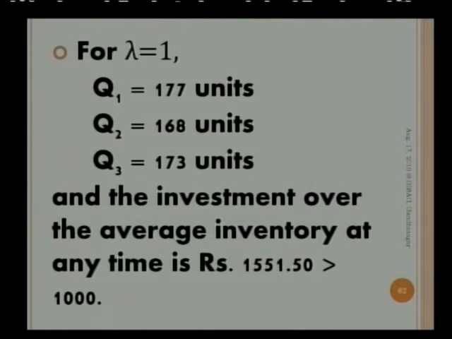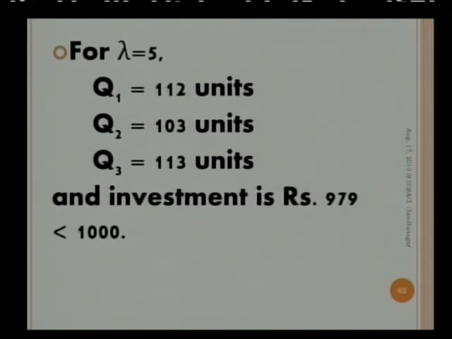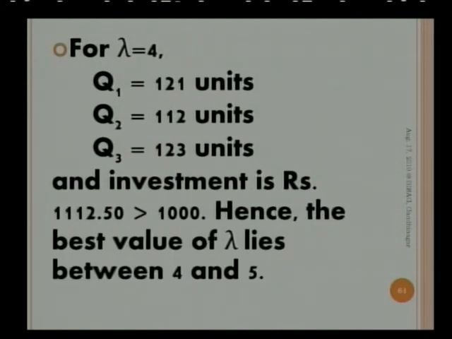For lambda equal to 1, we find the values of Q1, Q2 and Q3 to be 177, 168 and 173 respectively, and that gives a total investment of 1551.50 rupees, which is still larger than 1000 rupees. So we need to go for lambda equal to 5. This is just a trial and error method. That gives a total investment of 979 rupees, which is less than 1000. And we will go for lambda equal to 4.